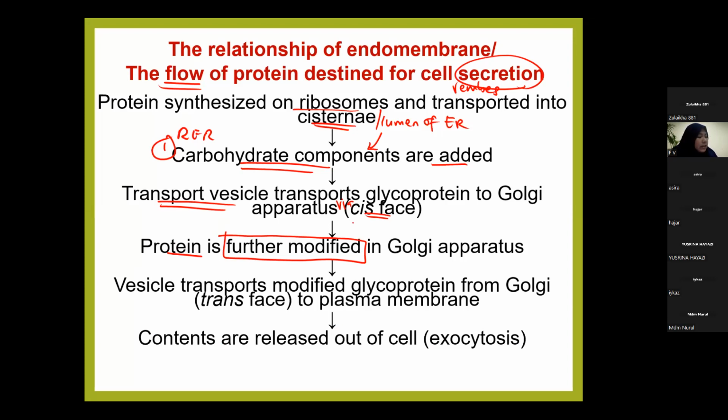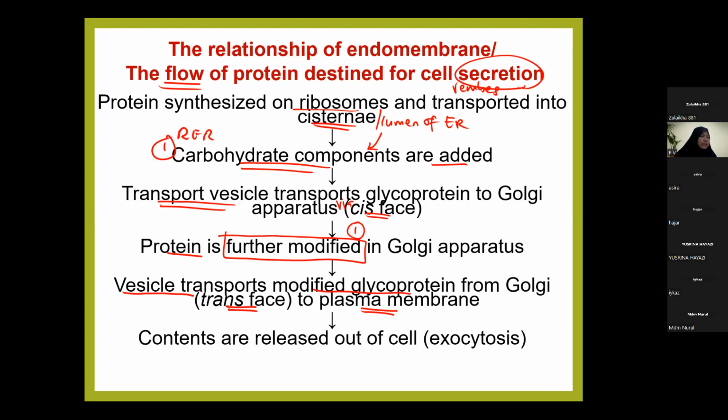So this is the function of Golgi apparatus. Contohnya apa? Protein yang tadi ni akan ditukar kepada insulin contohnya. Tukarkan kepada hormon, tukarkan kepada mucus ke apa ke whatever. Okay, right. So lepas diubah suai, next, another transport vesicle will transport the modified glycoprotein from Golgi apparatus via trans phase to plasma membrane.